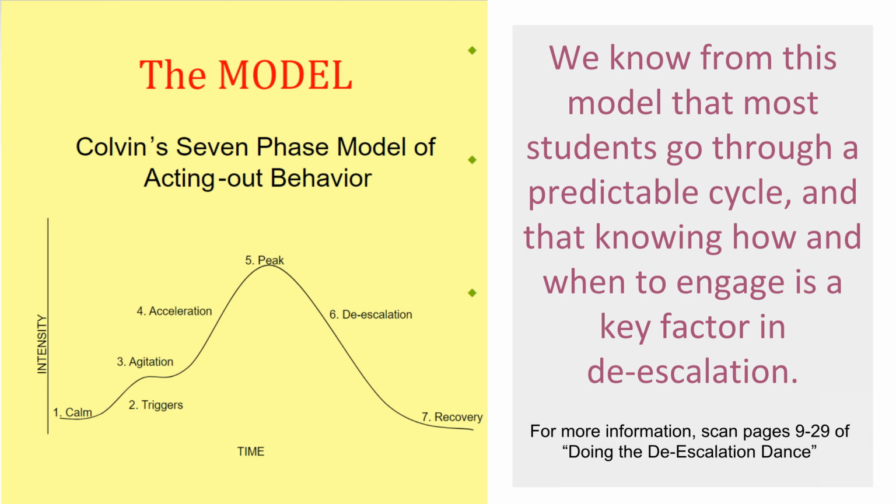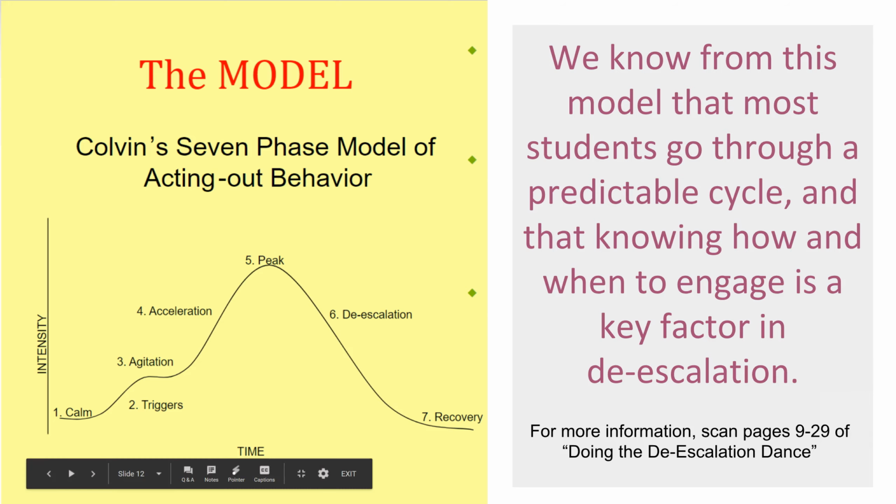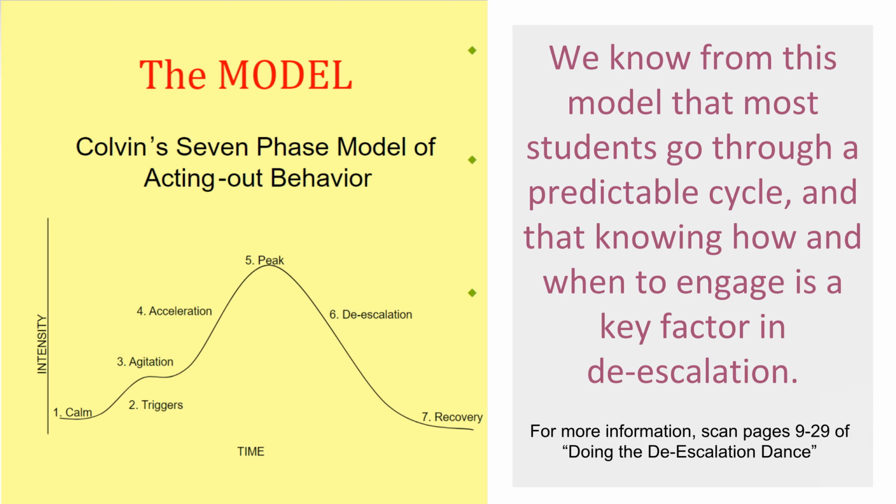We know that from this model, most students go through a predictable cycle, and knowing how and when to engage is a key factor in de-escalation. Ideally, we want to intervene before the student starts to peak. To learn more about each of these phases, some of the behaviors you can expect to see, and potential ways to address them, scan over pages 9 to 29 of the resource Doing the De-Escalation Dance, which is found in the Canvas resources for this module.